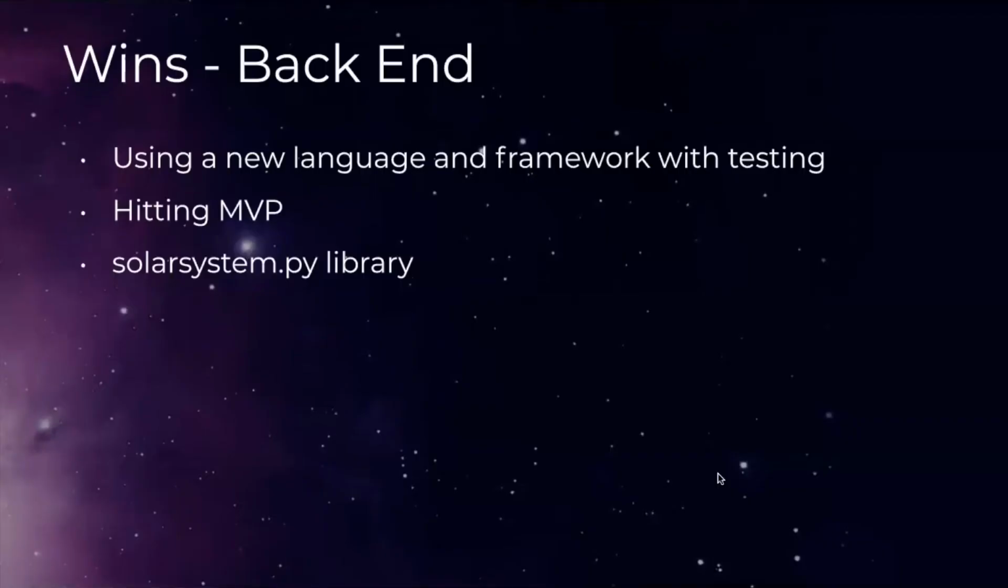On the back-end side of things, our biggest win was picking up a new language, which also meant learning new application and testing frameworks to go with it. We ended up going with Python, which was mission critical in the end. Some of the data we were looking for lacked a good, easy-to-use, easy-to-access API, but we were able to instead access Python scientific libraries like the solarsystem.py library so that we didn't have to make a major pivot in order to hit our MVP.